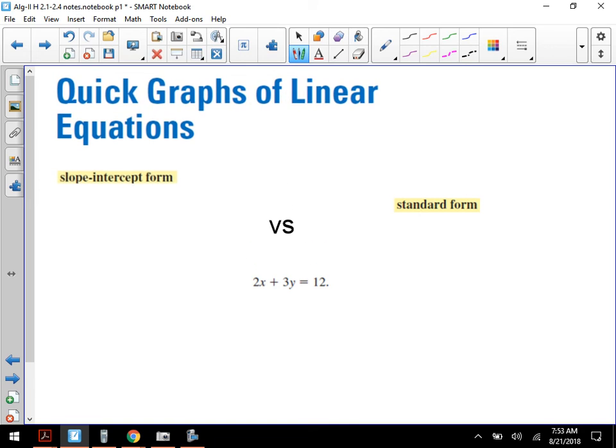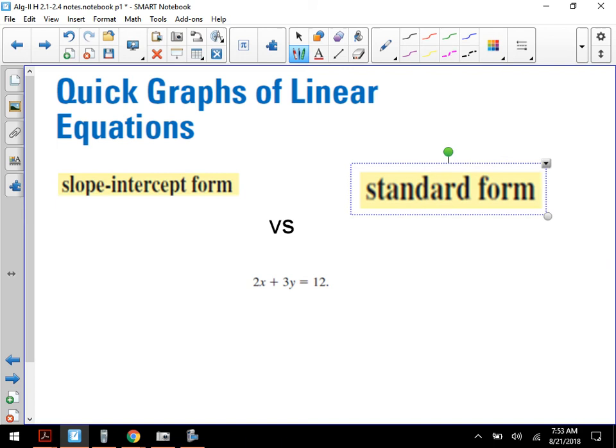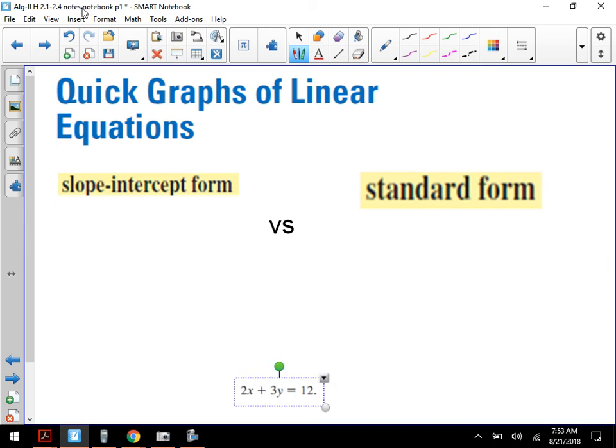This idea of what's called quick graphs. But let me move this up there for right now. Here's my idea. I'm assuming we all know what slope-intercept form is, right? What is it? Good. Slope-intercept form is your y equals mx plus b.